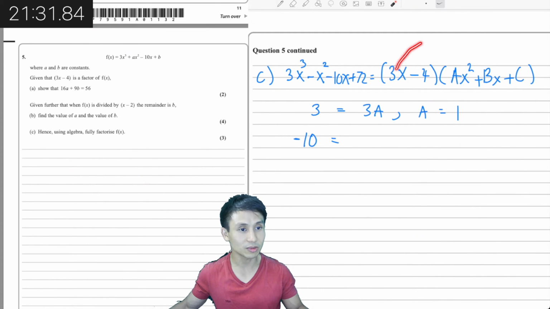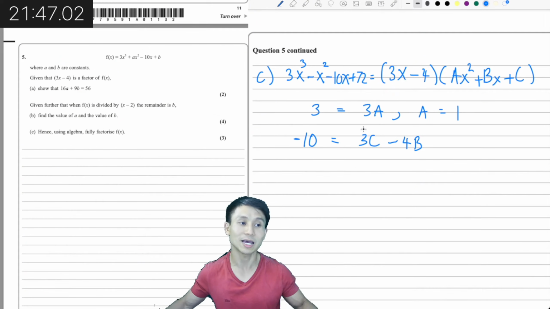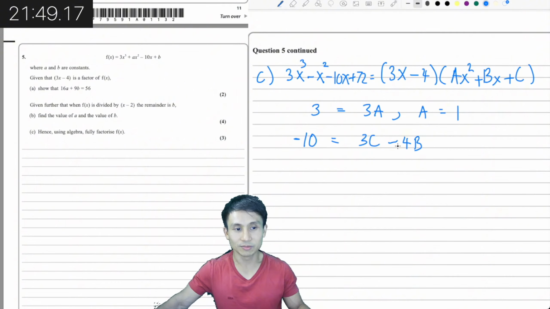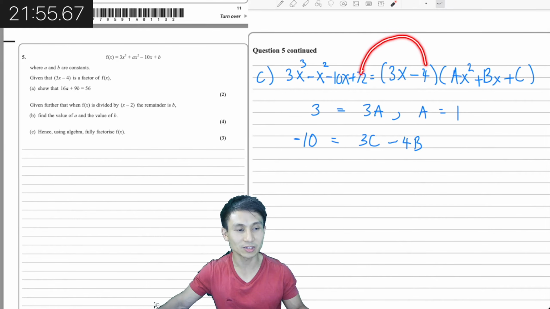There is one here, 3x times c, yeah? So I'm going to do 3c here, the first one, because we want to get the x term. And the other one is minus 4 times bx, so that's minus 4b without the x. Seems like this doesn't help, so we're going to go another one to find c first, maybe. So it's 72 equals minus 4 times c.